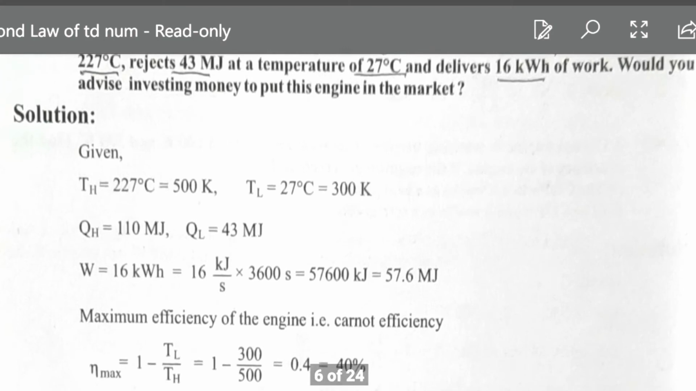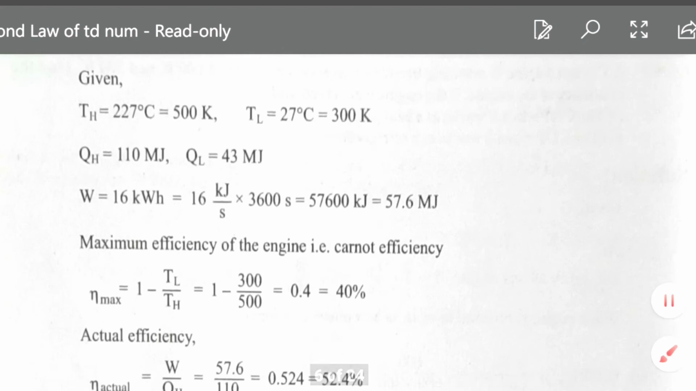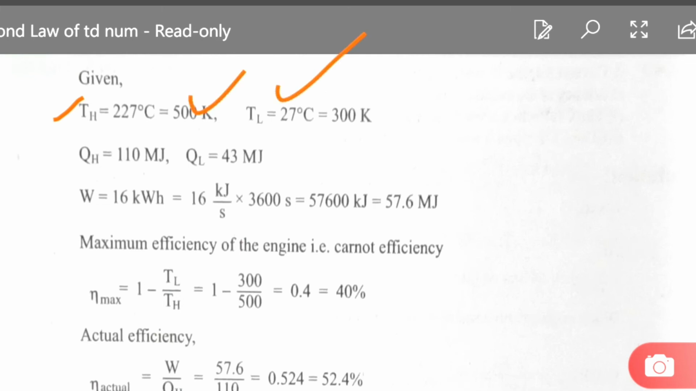Now, the given data is source temperature, that is 227 degrees centigrade. Okay, given data TH is 227 degrees centigrade or 500 Kelvin, and TL sink temperature is 27 degrees centigrade, that is equal to 300 Kelvin. The value of QH is 110 megajoule and value of QL is 43 megajoule.